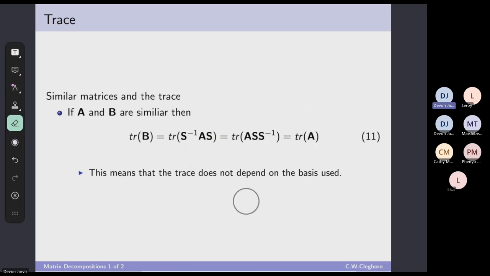So this means that the trace as well does not depend on your basis. And this is also why eigen decomposition will give you the same trace values, because what eigen decomposition is, at the end of the day, is just a change of basis. That's all it is. So that's why I've been harping on it, but you can see here why that would be conserved.